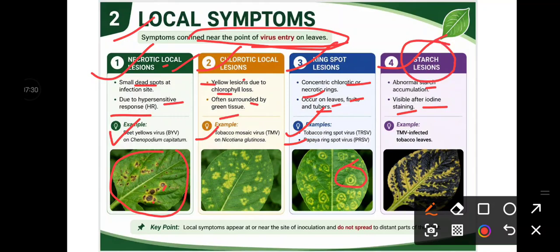An example of a virus producing starch lesion is TMV, tobacco mosaic virus, on infected tobacco leaves. Here you can see the iodine stained starch lesions.